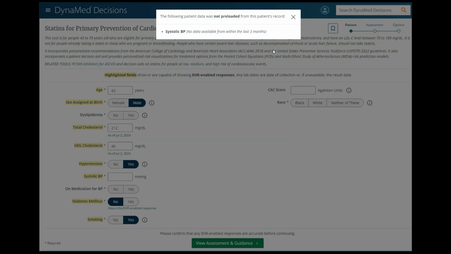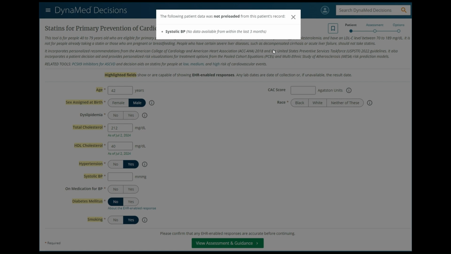This is a brief demonstration of a DynaMed decisions tool from within an EHR integrated environment. If you were to use this tool outside of the EHR or without EHR integration, the look and feel of it would be largely the same, aside from expectations around the data input page, namely that with EHR integration, the user can anticipate that at least some of the fields that are necessary to run the tool will be pre-populated based on information that is available in the patient's chart.